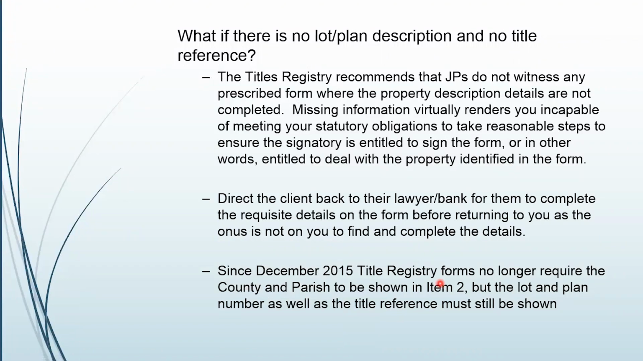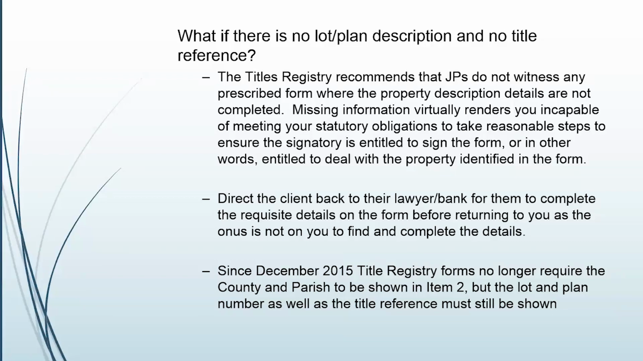Okay, this part is a little bit about the old mortgage form, where item 2, which showed the lot and plan, was always a bit of a problem at times. If item 2 was left completely blank, we would support you in declining to witness that form, because how can you prove their entitlement to sign that document and that they own it if there's no information about the property at all? That's a recap, and the same rules apply for the national mortgage form. If the panel which asks for the lot and plan description is left completely blank, still decline to witness it and refer them back to their lawyer or their bank to complete the details, because it is not your role to research and find that information.